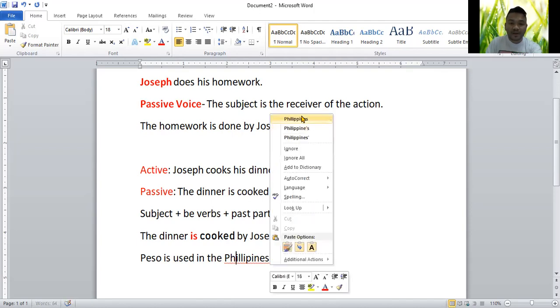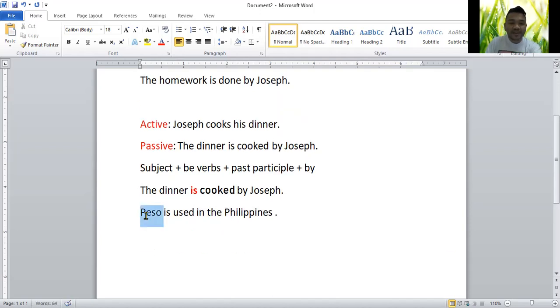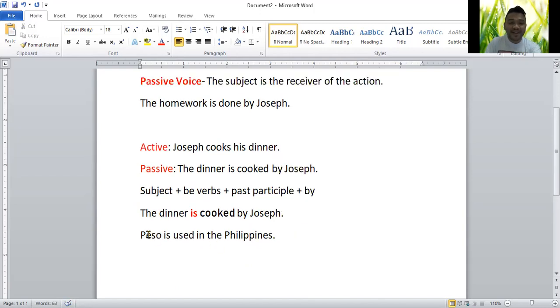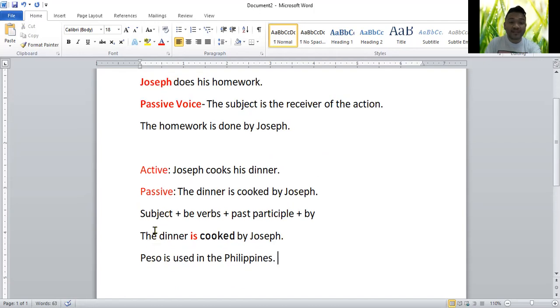Peso is used in the Philippines. So this is an example of passive without by. Following the formula in passive voice: subject, peso; be verb, is; and then past participle, used. So is used, and then the receiver, the Philippines. Peso is used in the Philippines. This is what we call passive voice.